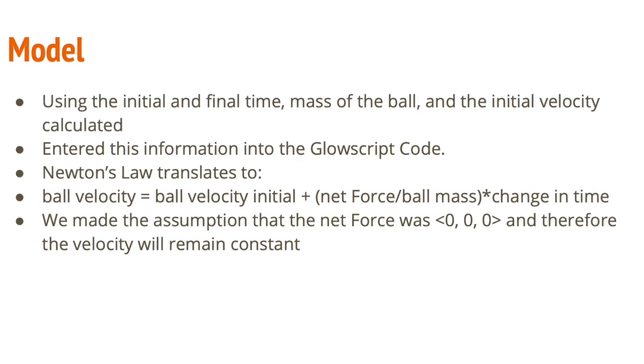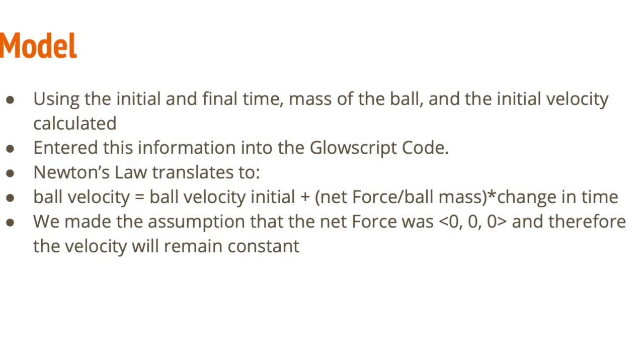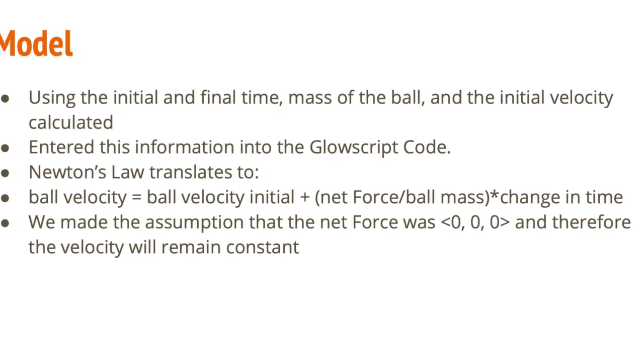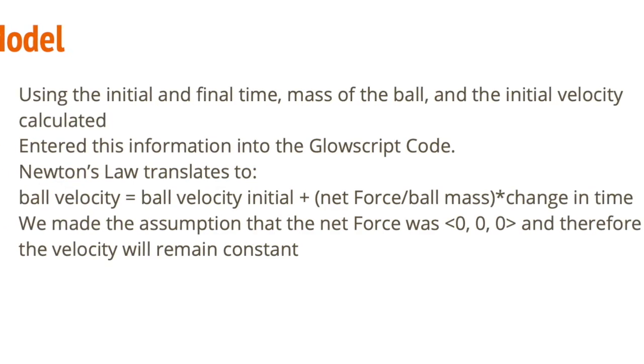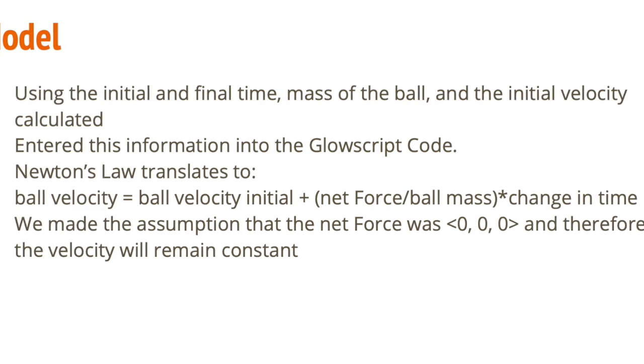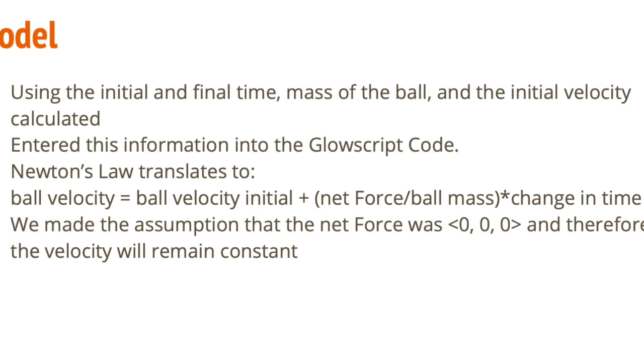In order to translate Newton's law, we need to use the equation: ball velocity equals ball velocity initial plus net force divided by ball mass, or acceleration, times change in time. We made the assumption that the net force was 0 and therefore the velocity will remain constant. We will explain why that is later.